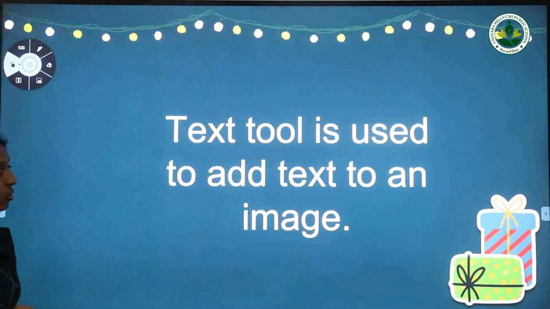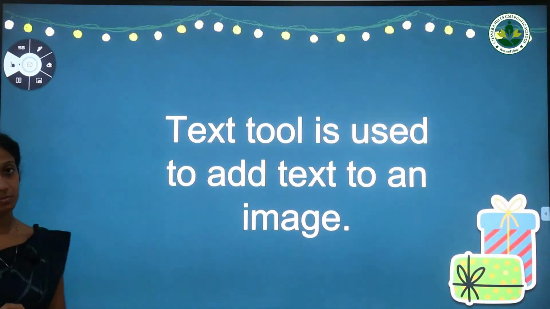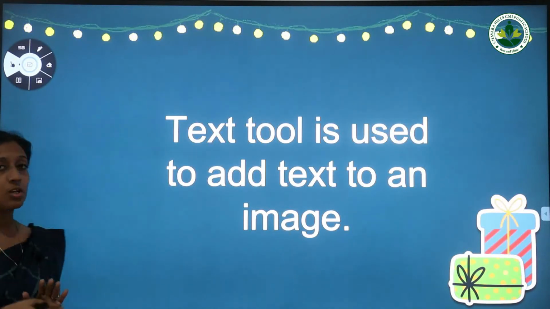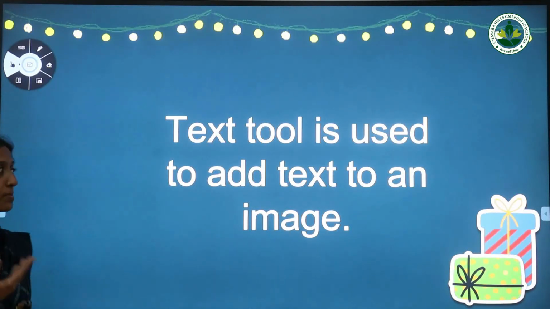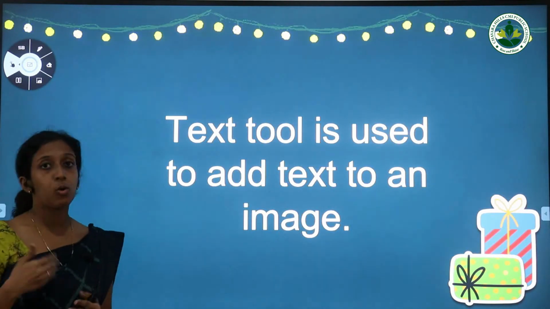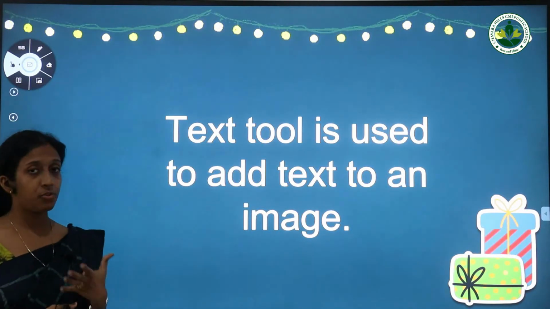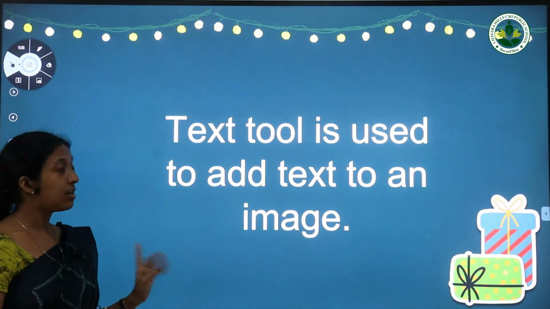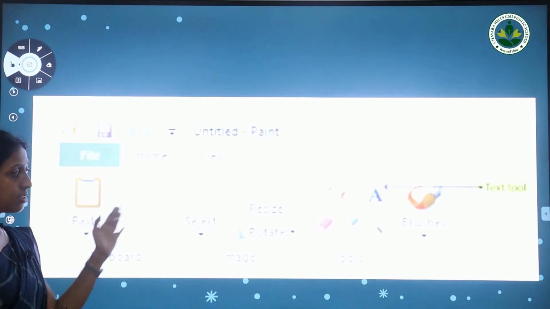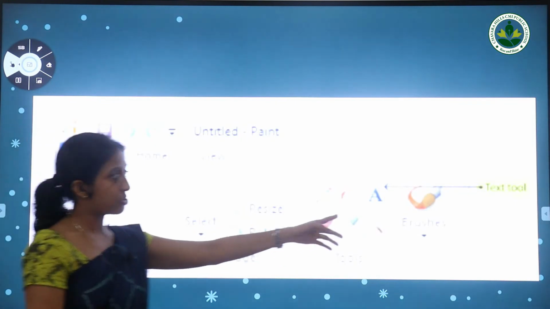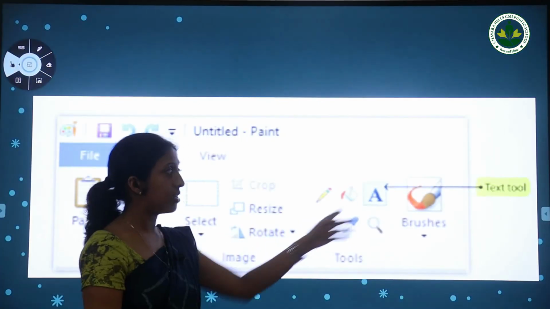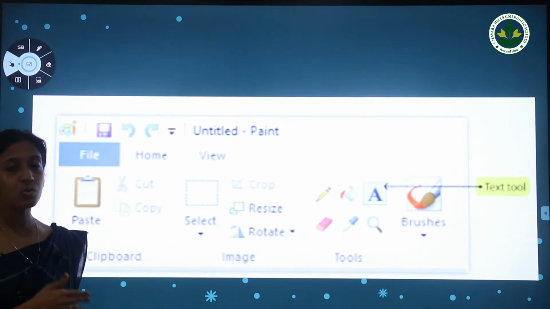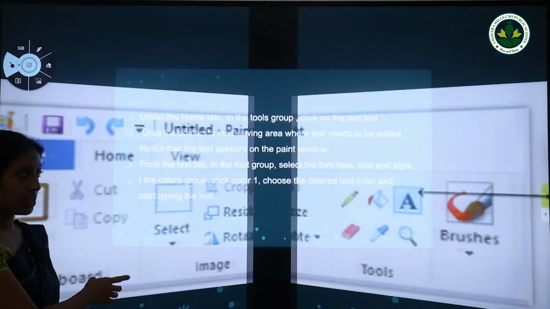The text tool is used to add text to an image. As the name itself says, it is used to add text. If we want to type something above our image, or type something in the MS Paint program, we use the text tool. You can see A here, and that is the text tool. This tool is used to type something in the MS Paint program.